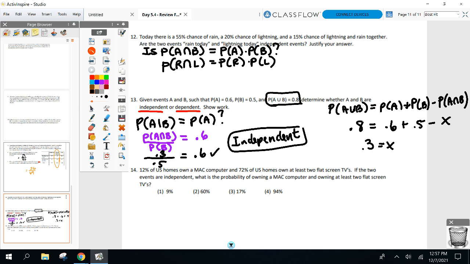Can we change them to decimals? Okay, don't use the actual whole number percent. So what are we plugging in for probability of rain and lightning? 0.15. Please don't use 15 or change it to 15 out of 100, whatever. But don't use 15.